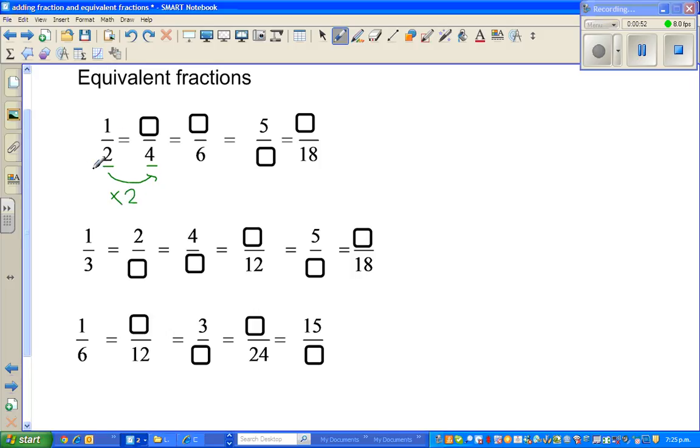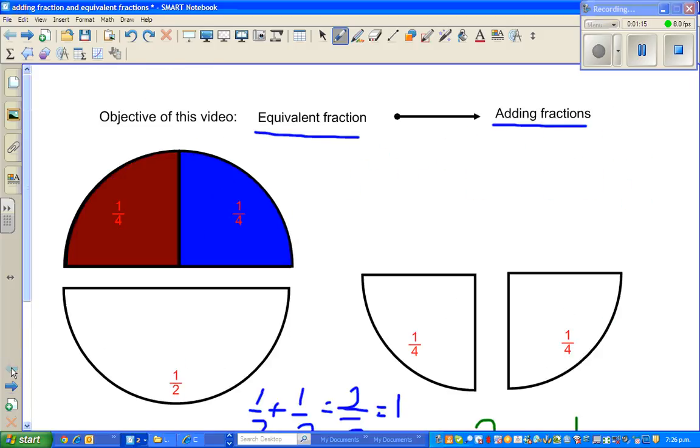This is the denominator. That's the mathematical name of the bottom number, and this is the numerator. So whatever you do to the denominator, or the bottom number, you do the same thing to the top number. In the last video also, I did the same thing. I showed you that 1/2 is 2/4.